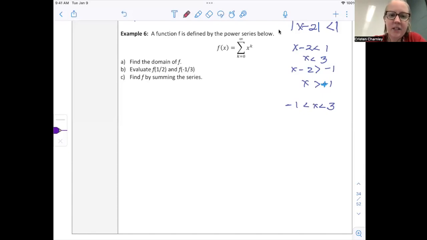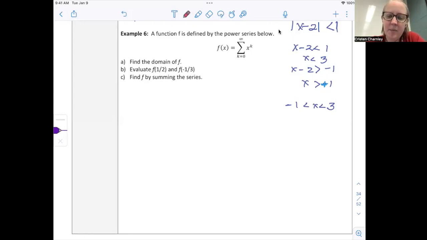All right, we are continuing with section 10.8. We are still looking at the power series. This is just a long lesson with a lot of information, so we're picking up with example 6. So we have a function f that's defined by the power series below. We want to find the domain of f.